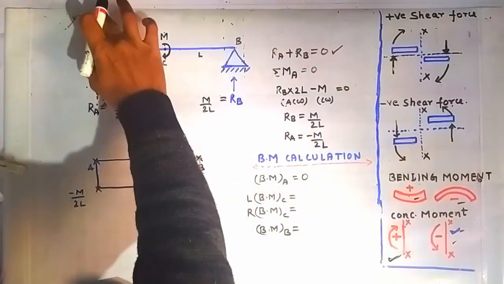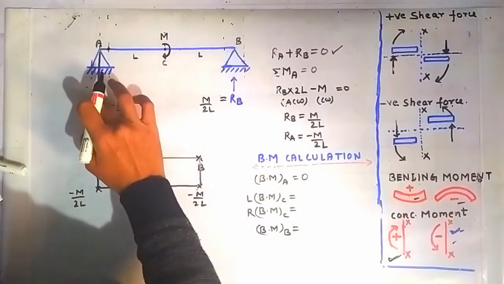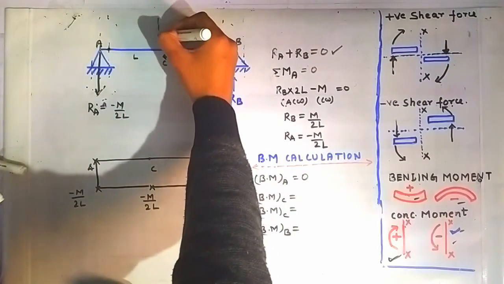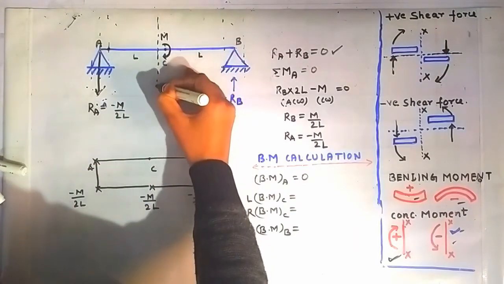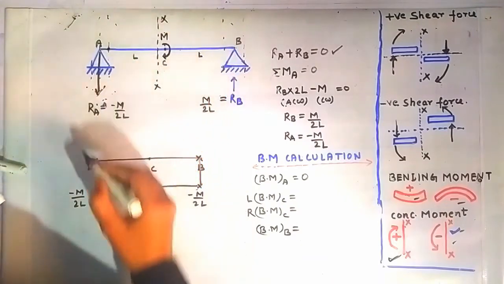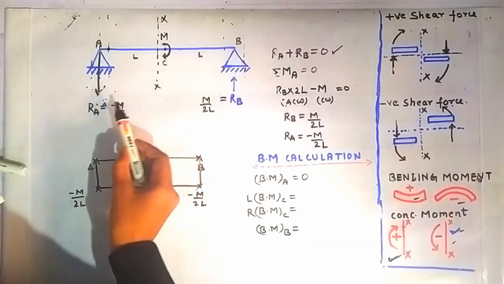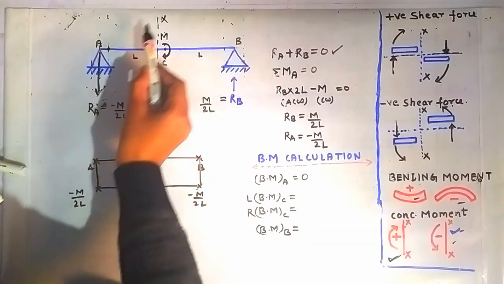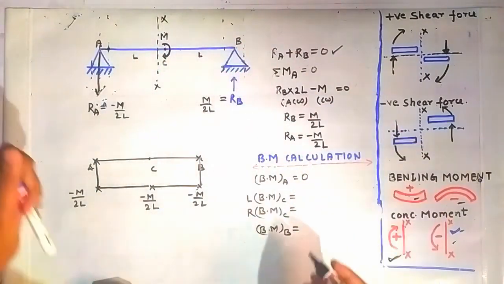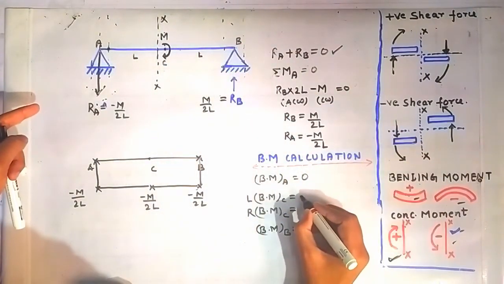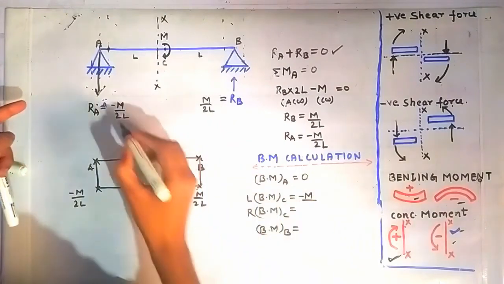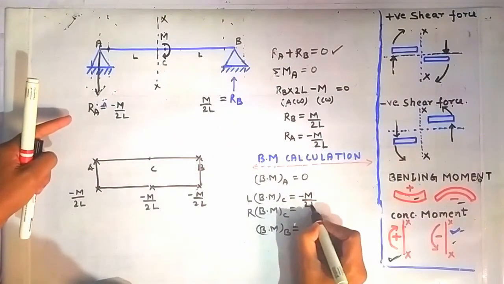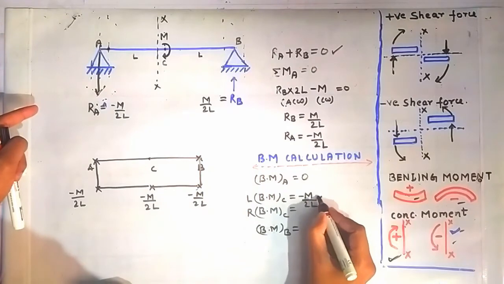Now, when we want to determine the bending moment on the left side of the point C, we have to again follow the same procedure. We have to draw a section XX on the left side of this point C. Then looking on the left side of this section, only this force is contributing toward the bending moment about this section XX, which will be hogging in nature, and the magnitude of this bending moment will be equal to the magnitude of this force, m/2L, into this distance L, into L.